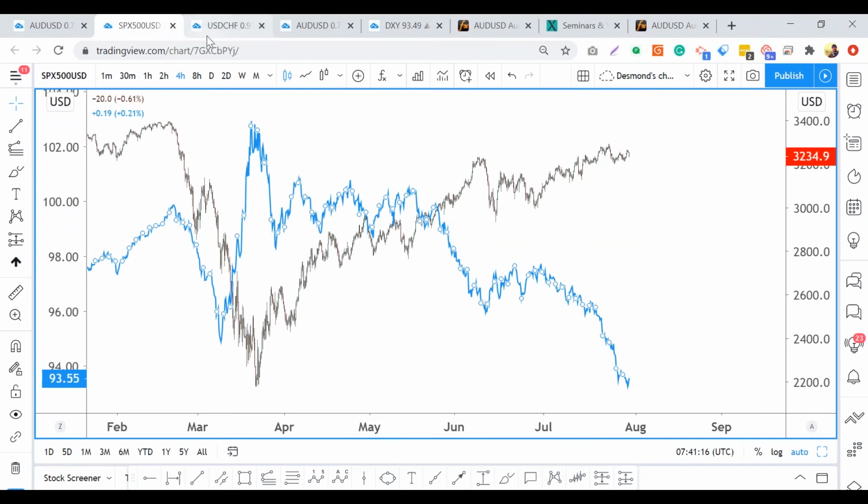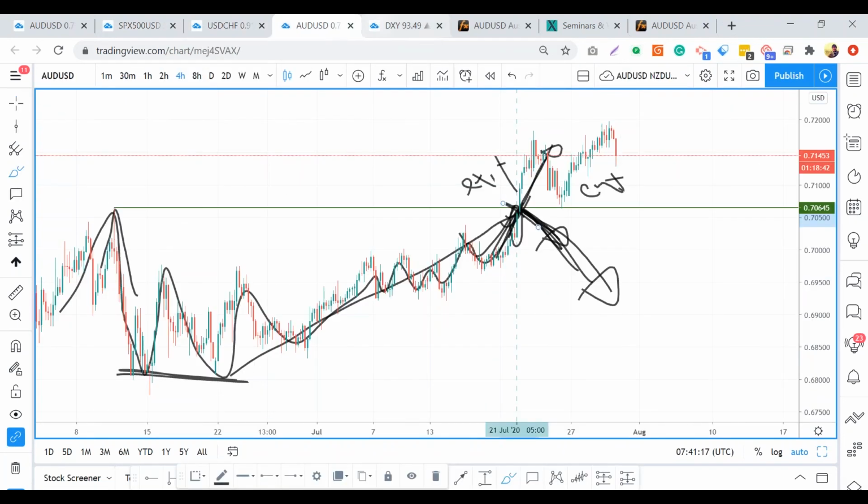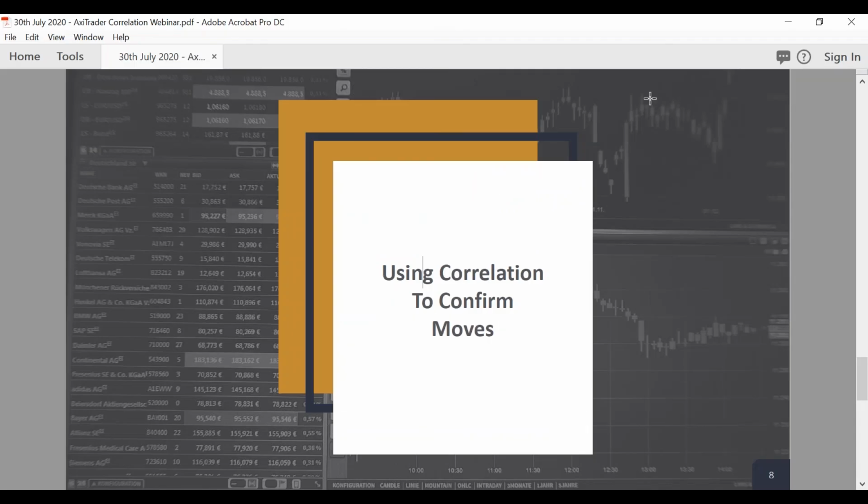Okay. Now, the same way correlation can be used to call a breakout, correlation can also be used to help you avoid a breakout, right? So that is one of my final points. And now I'm making good time today, right? That is how to use correlation to avoid false breakouts, right?